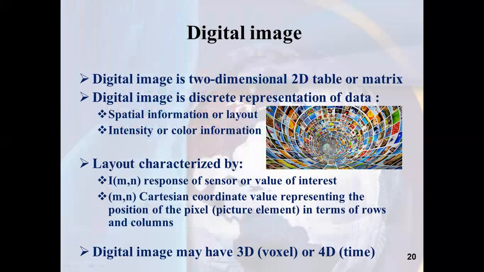Now we come to the digital image. As we said, a digital image is a two-dimensional image. It is a table or matrix holding discrete values. The position of the pixel in the matrix determines the position of the pixel in the image. This we call spatial information or layout. Second, we have intensity or color information, which is the value of the pixel.